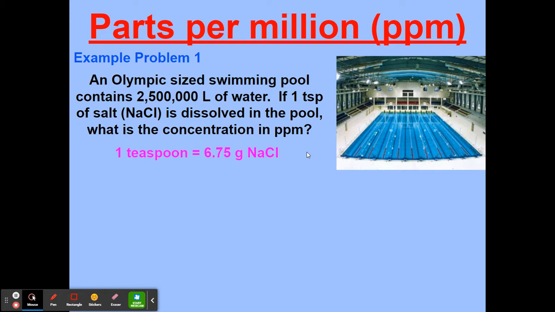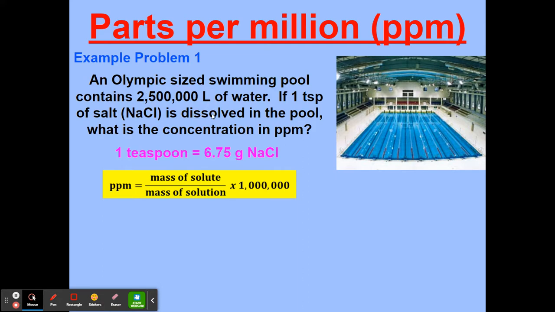So first things first, you're going to want to get your formula, parts per million, mass of solute over the mass of solution times 1,000,000. So the solute in this case is the sodium chloride. They're telling you they're only putting 1 teaspoon in, 1 teaspoon of 6.75 grams. So that's the top. The bottom, which is the solution, somehow we have to get a mass of this.